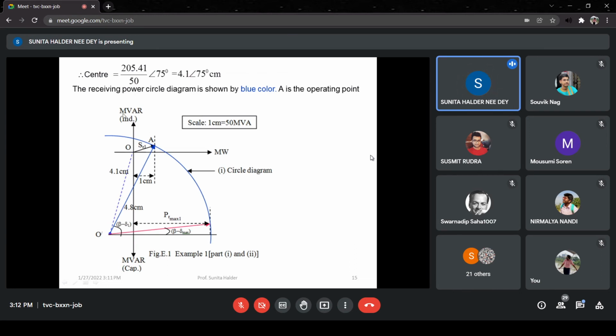Then the receiving end power circle diagram is shown in blue color, and A is the operating point. How have we drawn it? We have drawn 4.1 centimeters at an angle of 45 degrees, and this SR is 52.63 MVA, or 1.1 centimeters at 18 degrees. So we shall reach the point O. If we join O dash and A, then we can get the radius, right? If we get the radius in terms of centimeters and multiply it by the scale, then we can get that radius in terms of MVA. So we can get VR VS by B, and from there we can get VS.